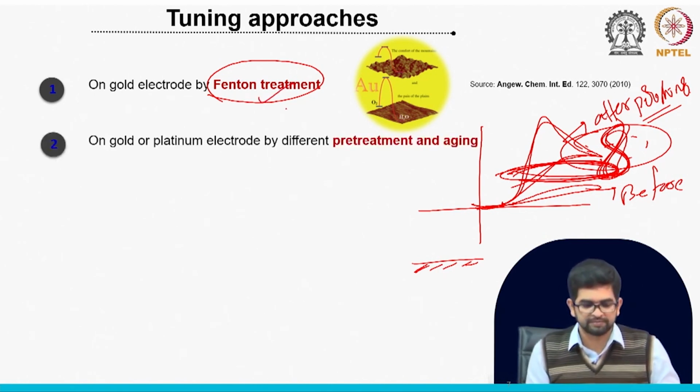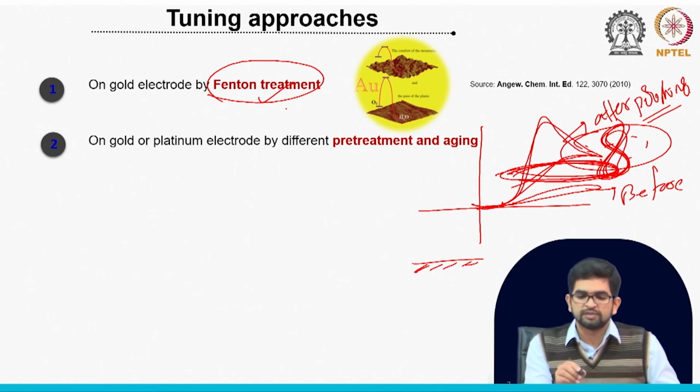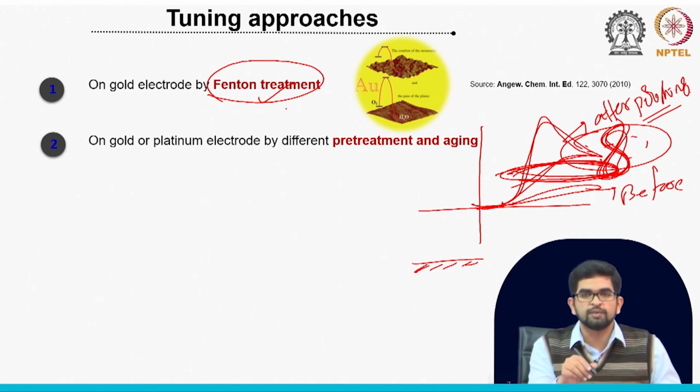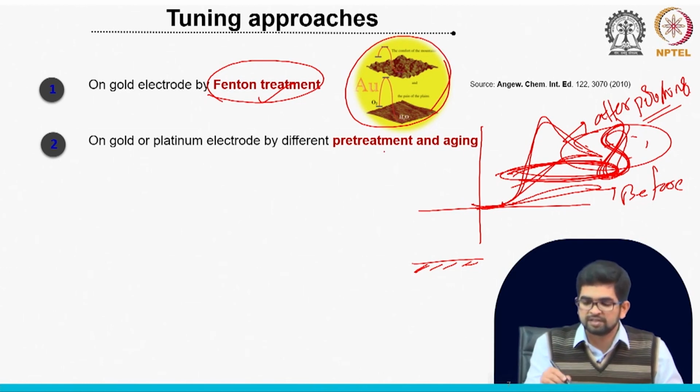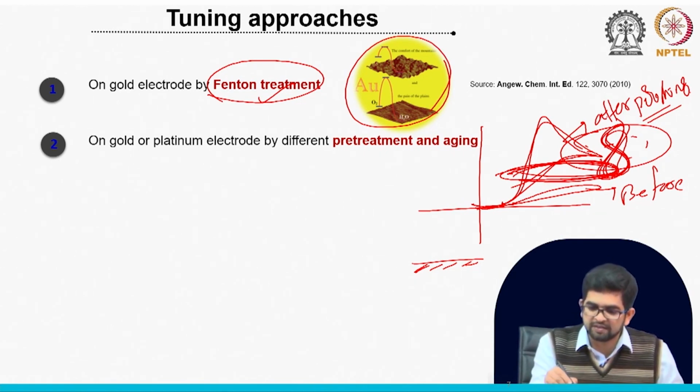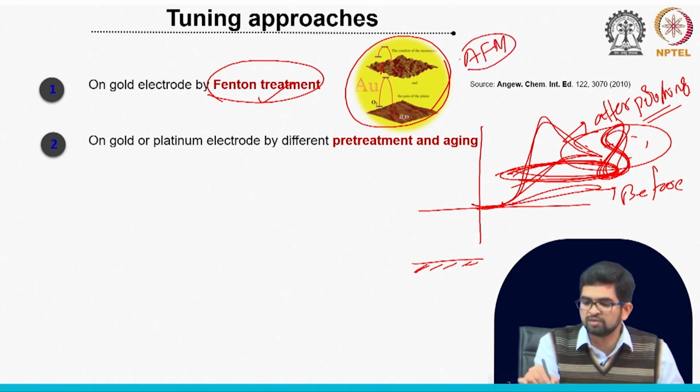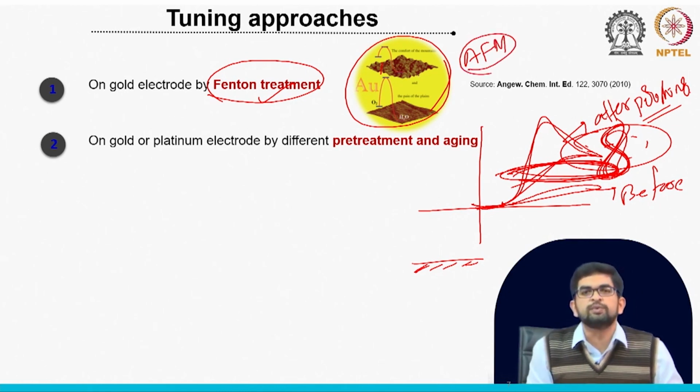What is this phantom? This is a chemical treatment, a chemical composition, a mixture, that I am going to tell you about. First, if you see this image, you can see valley and hill and valley type of structure. This is the AFM structure of the gold surface just after polishing.